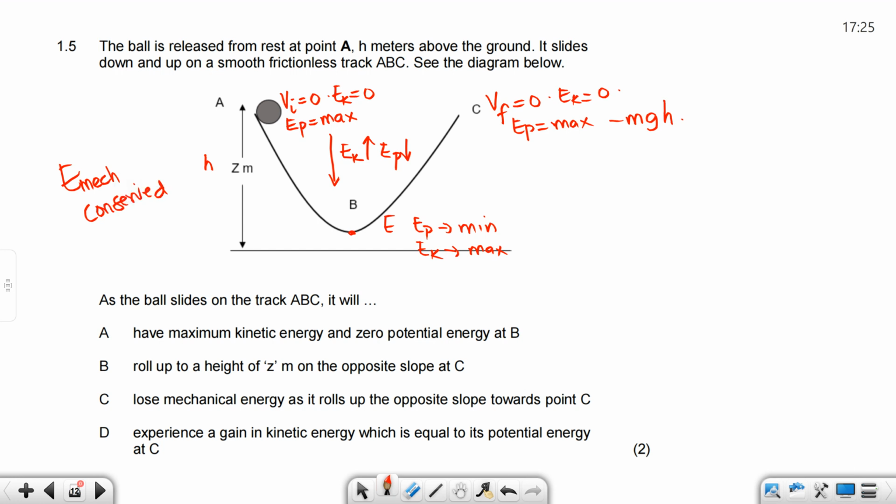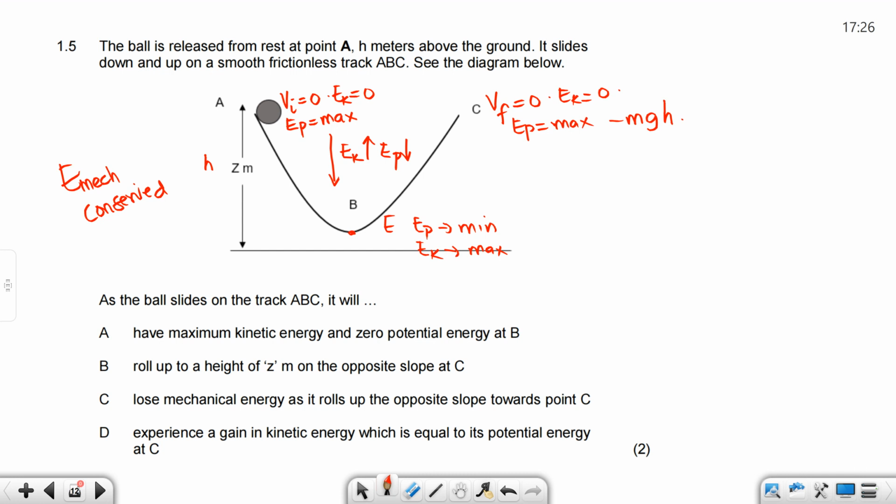Having said all of this, do you think we can pick an option? As the ball slides down, it will have maximum kinetic energy and 0 potential energy at B. Check what we wrote down at B. Will it have maximum kinetic energy at B? That's what we wrote. But let's see. We'll see where the ground is.